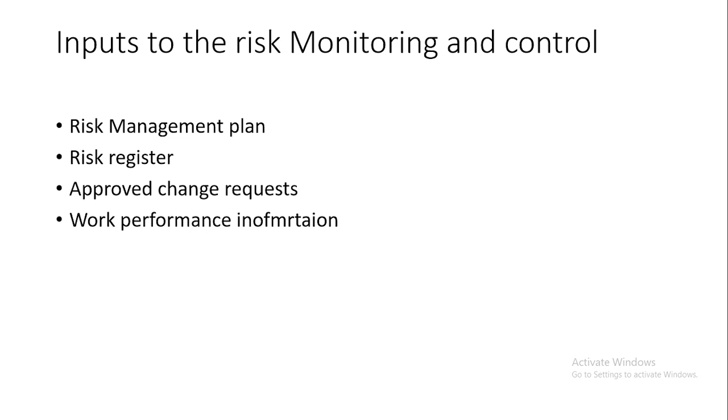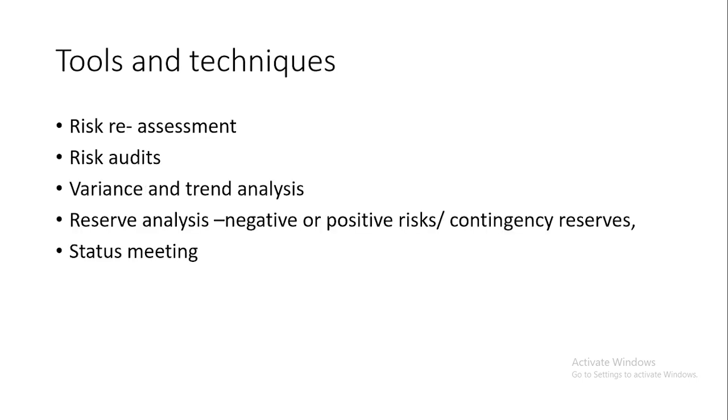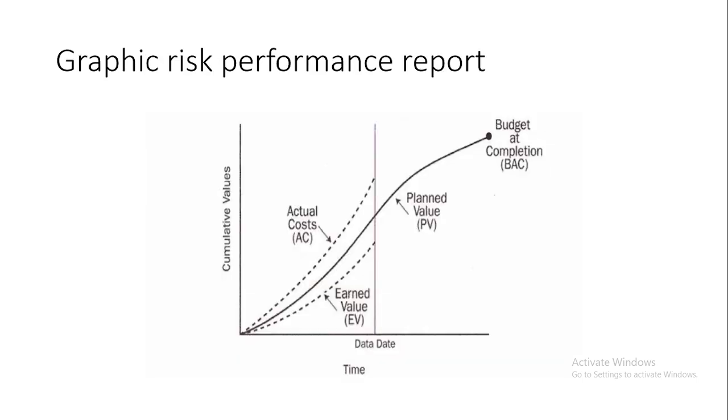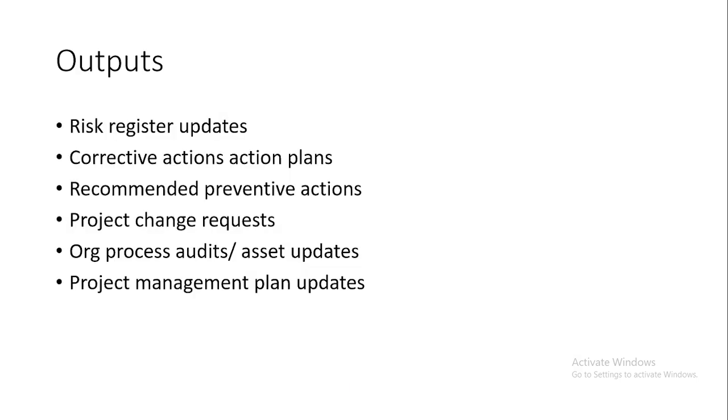So there you can identify what was planned, what is the risk that was stated, how far is it on the action being stated, is it still active, is it still a dangerous risk or not. You categorize. Tools and techniques are risk reassessment, risk audits, variance and trend analysis, reserve analysis, and status meetings. It's a graphical performance report of risks, the actual, the earned value, the planned value, and the budget completion. All these cumulative values you can use in your risk performance report.